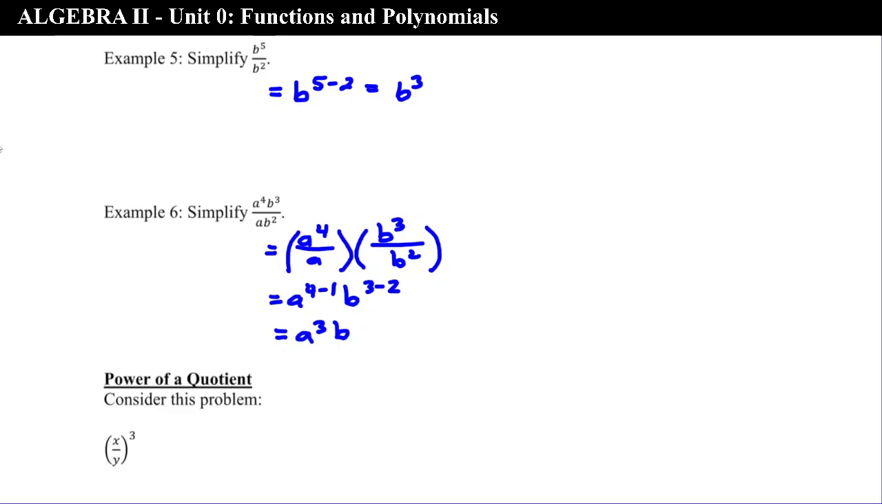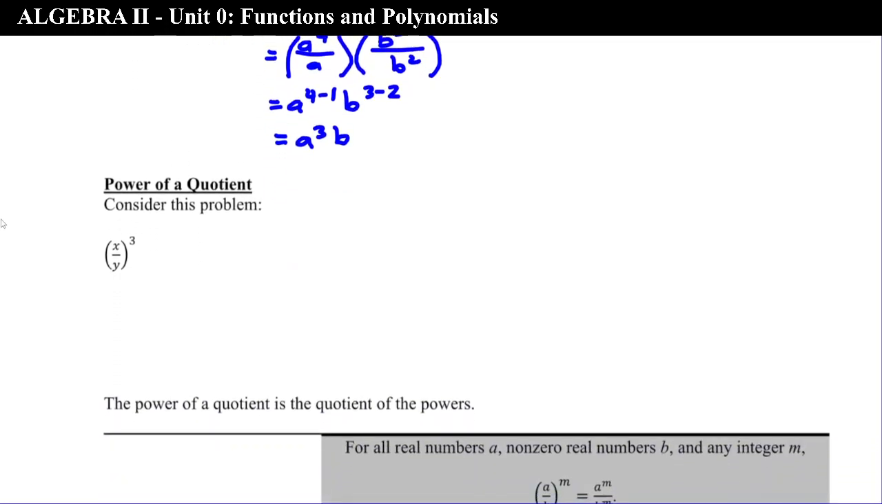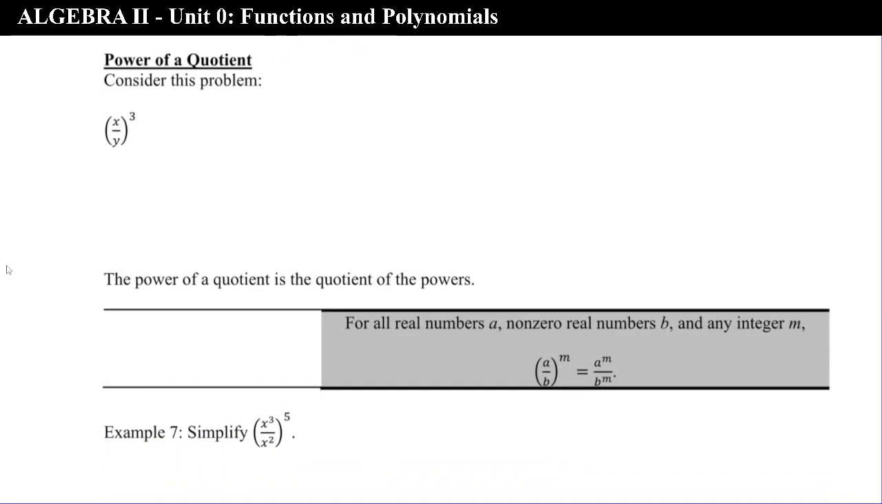So that's our first rule for division. Let's move on to another rule for division, and this is power of a quotient. Okay, so let's consider this problem. We have x over y all to the third. Well, let's rewrite this, because we know if it's to the third power, we're going to multiply it on itself 3 times.